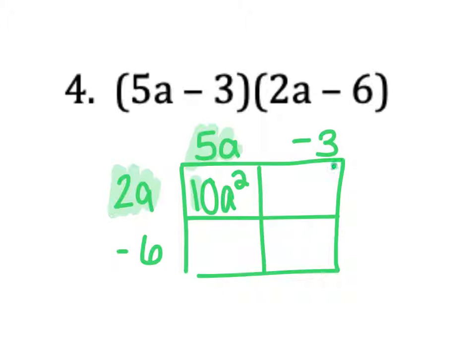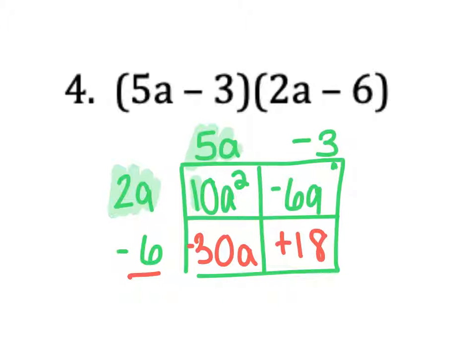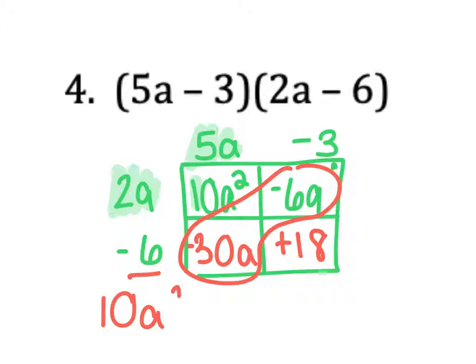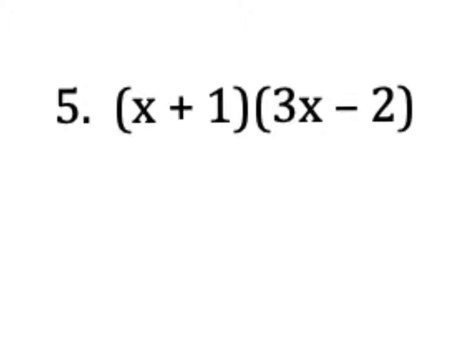In this cell here, I'm going to do 2a times negative 3, which is negative 6a. The bottom row, I'm going to do negative 6 times 5a, which is negative 30a, and negative 6 times negative 3 is positive 18. Again, on the diagonal here, I've got some like terms. So I bring down the 10a squared, negative 36a when I add, plus 18. If you had ended up using just distributing, you'd get the same answer.